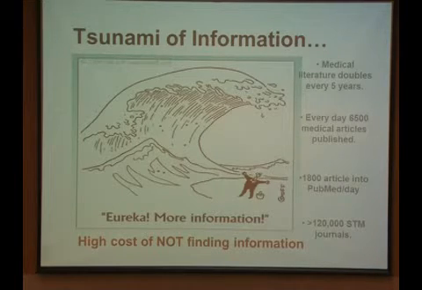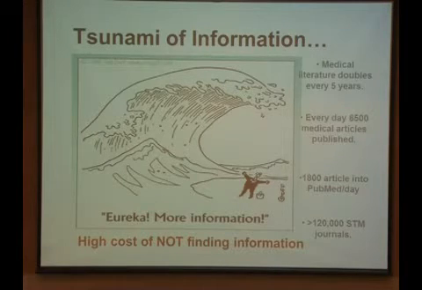The problem now is that we have too much information, what we call a tsunami of information. And believe me, this tsunami of information is worse than the problem that they used to face a long time ago before the internet. They did many studies and they found out that the medical literature doubles every 5 years. And every day 6,500 medical articles are being published. Out of these, 1,800 articles are published into PubMed.